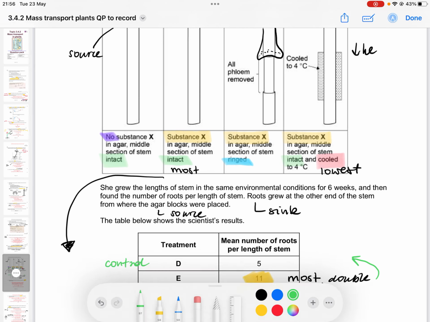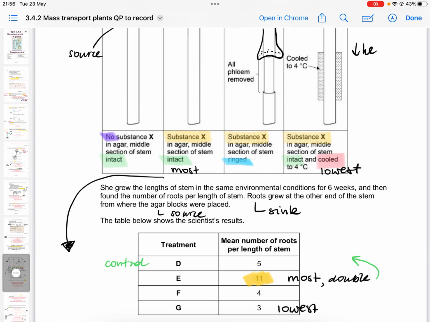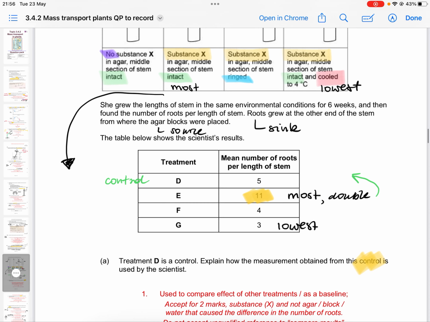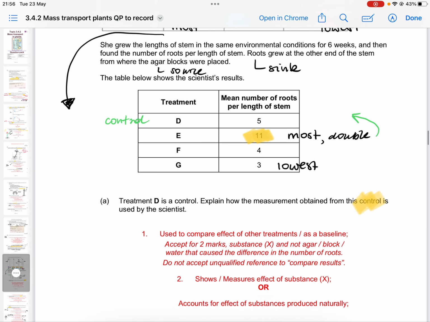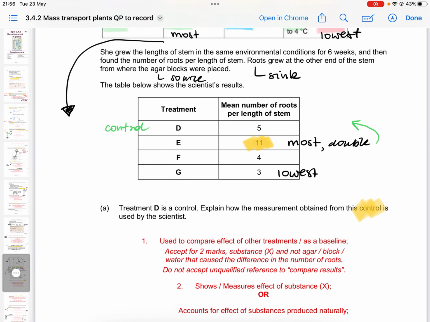So if I want to see the effect, obviously I would compare to the control, and that seems to double. So what you needed to do was explain why the measurements obtained from this control are used by scientists. Obviously, what I did a second ago, we've used it to compare the effect of other treatments. And it shows you the measure of the effect of the substance X, so whether X does have any effect or not.